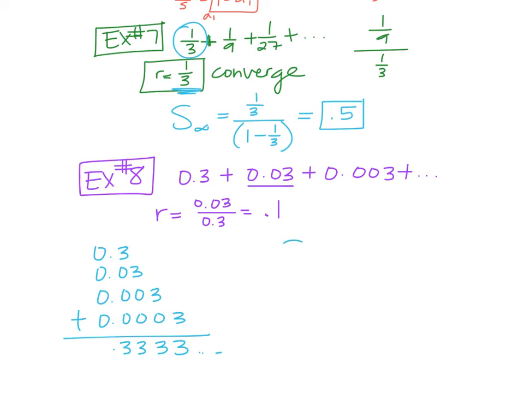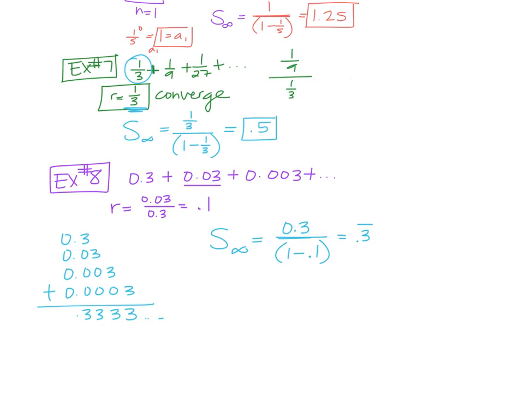So the sum to infinity is your first term, 0.3, divided by 1 minus the common ratio, which is 0.1. And again, plug it into your calculator exactly how you see it with those parentheses. You're going to get 0.33333, 0.3 repeating. And everyone knows 0.3 repeating is 1/3. Beautiful, right? Have a lovely, lovely day.